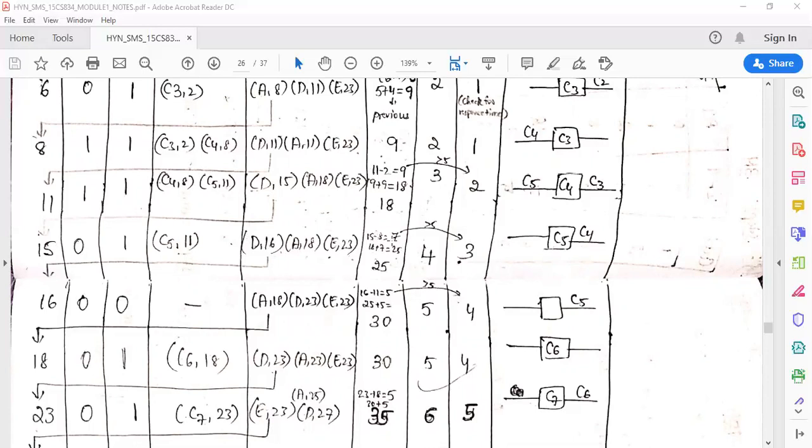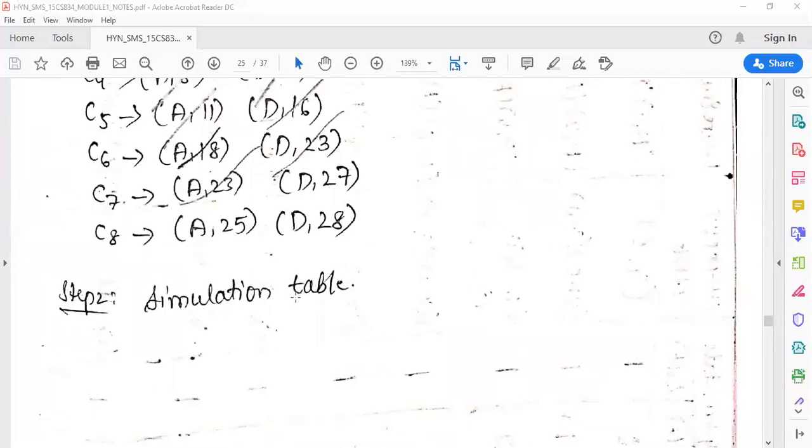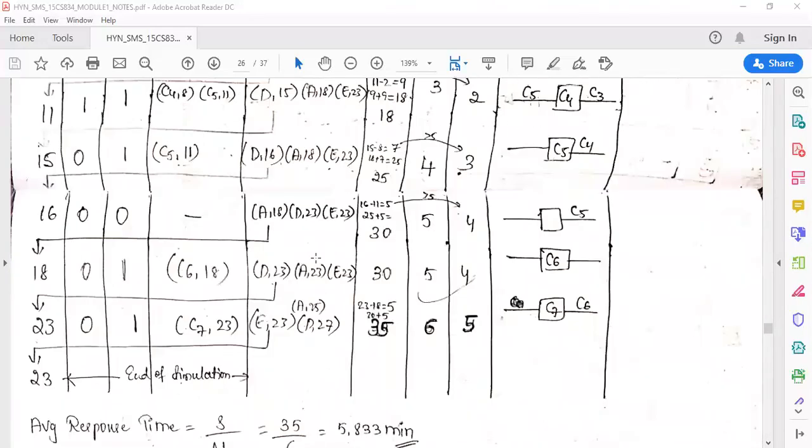Now I have to calculate the response time. What is the arrival time of the fourth customer? The fourth customer came at 8 and went out at 15. So 15 minus 8 is 7. Add this 7 to 18: 18 plus 7 gives 25. And check this 7, it is more than 5, so increment your F. Since it is a departure event, you have to schedule the next departure. After D comma 15, the next departure is D comma 16. So you write D comma 16, A comma 18, E comma 23.